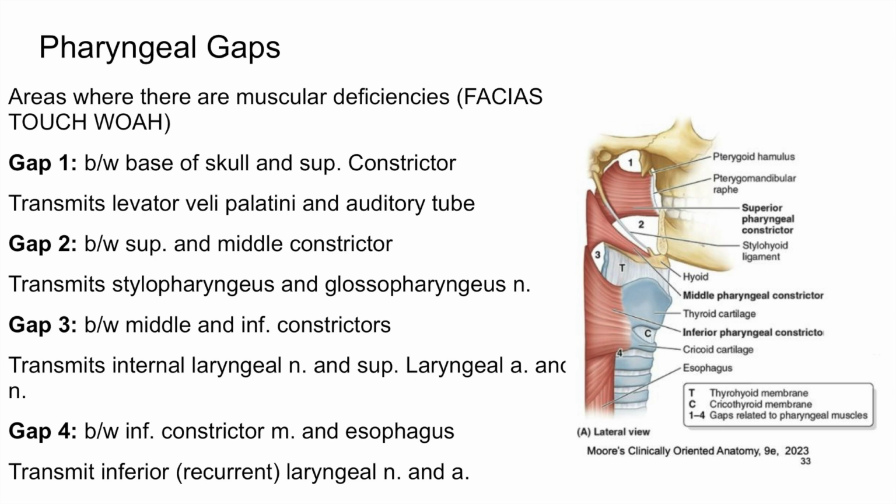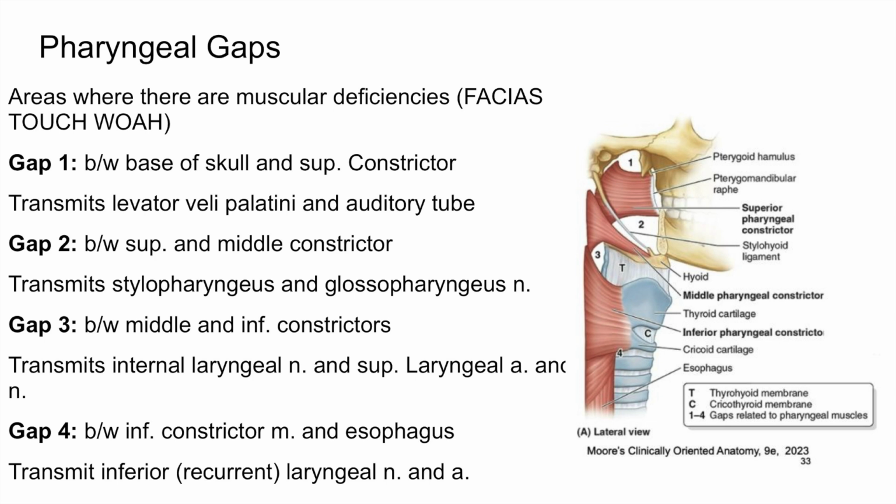The third gap, located between the middle and inferior constrictors, transmits the internal branch of the superior laryngeal nerve, along with the superior laryngeal artery. These structures provide sensory innervation above the vocal cords and vascular supply to the larynx, making this gap important for airway sensation and protective reflexes.